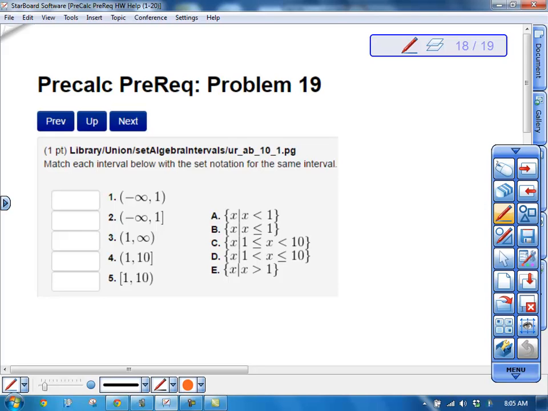Next problem is another interval notation one. This is saying we're going from negative infinity to 1, not including 1, so that'd be a. We're going all the numbers less than 1. This one's from negative infinity to 1, we are including 1, so that'd be b, less than or equal to 1. This one's 1 to infinity, so we want x to be bigger than 1. x is greater than 1, that'd be e. And then 1 to 10, including 10, would be d. And then we're going from 1 to 10, including 1, would be c.